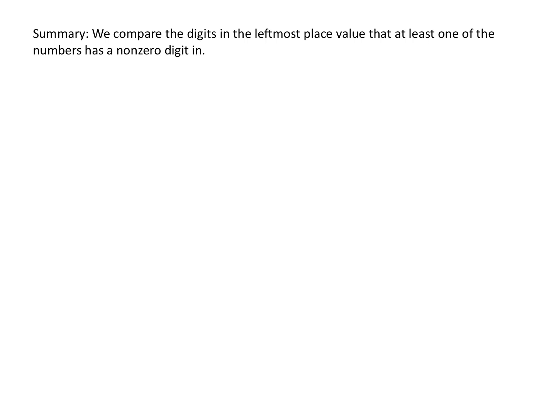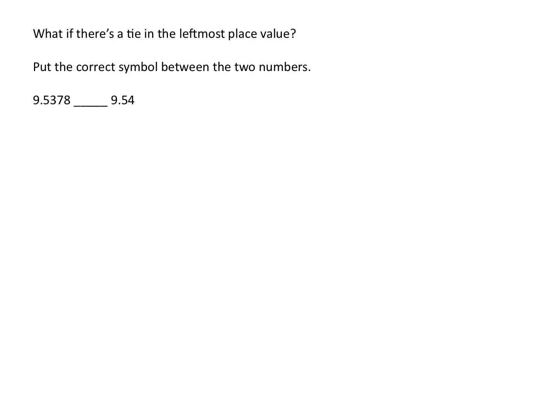So to summarize, we compare the digits in the leftmost place value that at least one of the numbers has a non-zero digit in. And what do we do if there's a tie in the leftmost place value? So for example, the leftmost place value of each of these numbers is a 9. Okay, they both have something in the ones place. It's a 9. So this is a tie, so how do I decide which number is bigger?